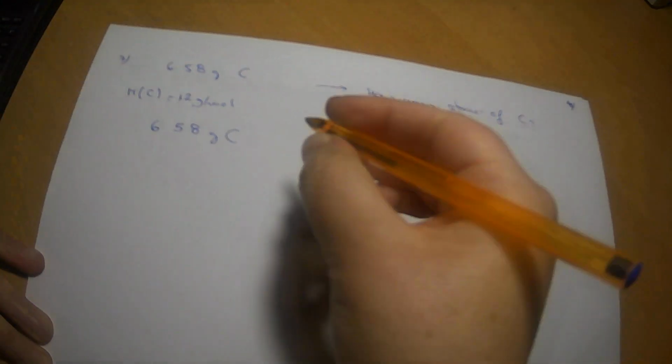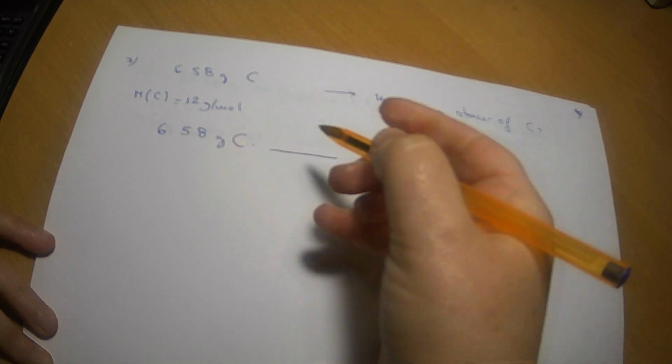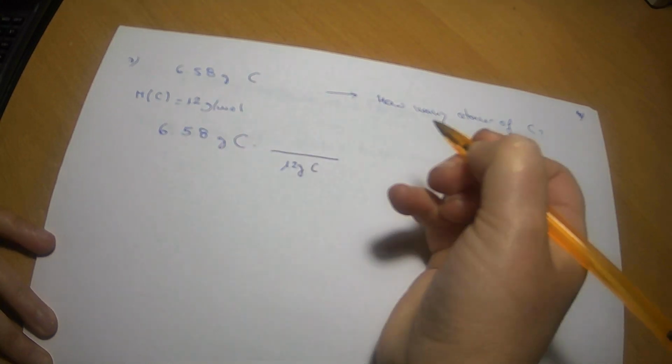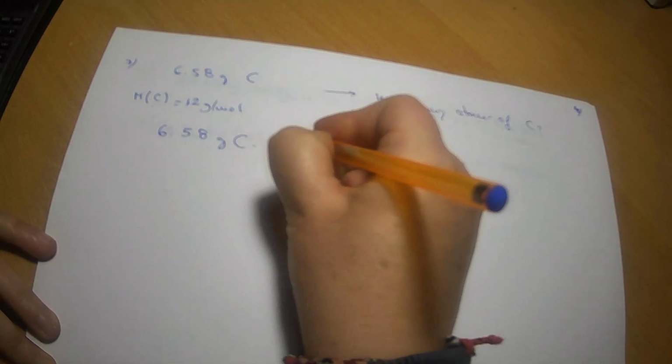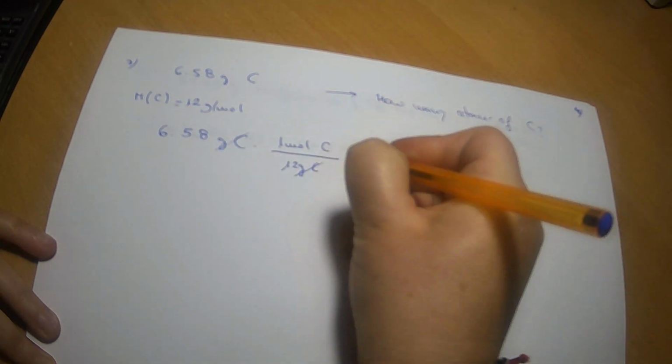Entonces, repito, relacionamos primero los gramos con los moles. Y en un segundo factor de conversión, los moles con los átomos. We have to start with 6.58 grams of carbon and then the relation between grams and moles. 12 grams of carbon is the same as 1 mole of carbon, and I can cancel grams of carbon and grams of carbon.